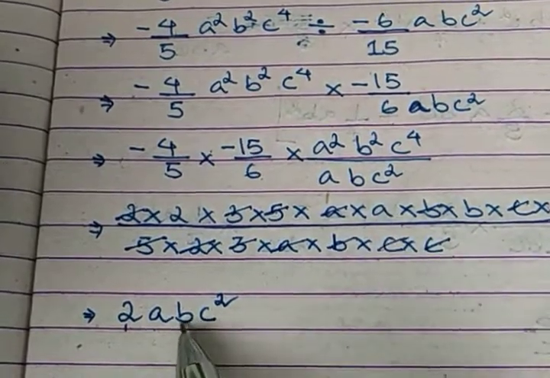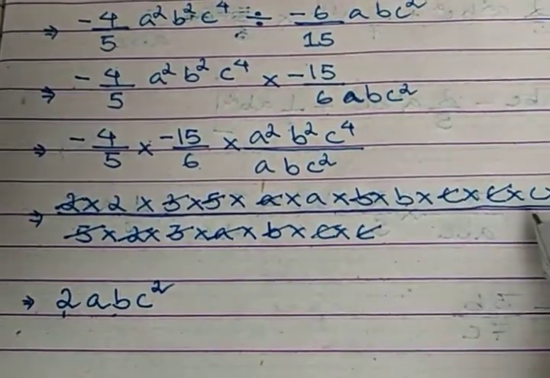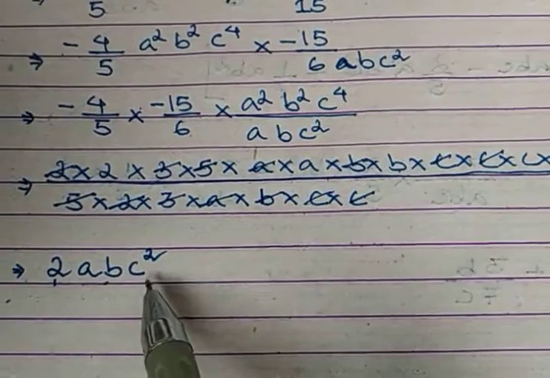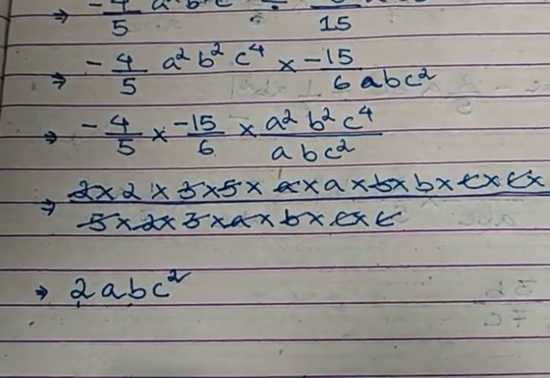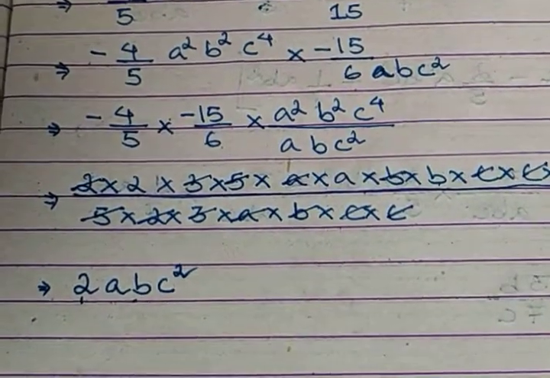One of the a, one of the b, and 2 c's. C into c, that is c square. Okay. What's left in the denominator? It's not 0. Remember, it's 1. Okay. No need to write 1 in the denominator.